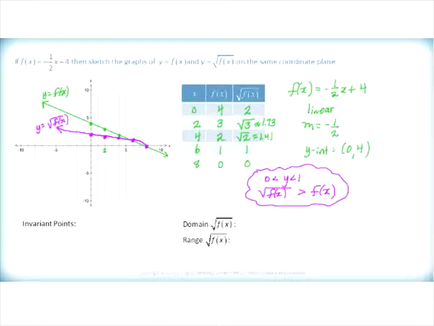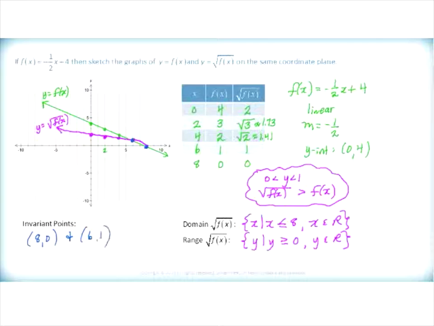In stating the domain, note that it includes all values of x that are less than or equal to 8, and x belongs to the set of real numbers. And the values of the range include all values of y that are greater than or equal to 0, and y belongs to the set of real numbers. Your invariant points will always occur when y is equal to 0 and when y equals 1. Notice that these points are common to both graphs. So in this case, your invariant points occur at (8, 0) and (6, 1).